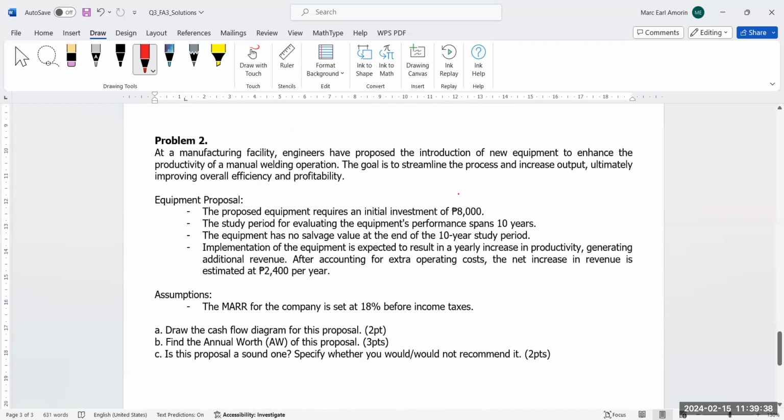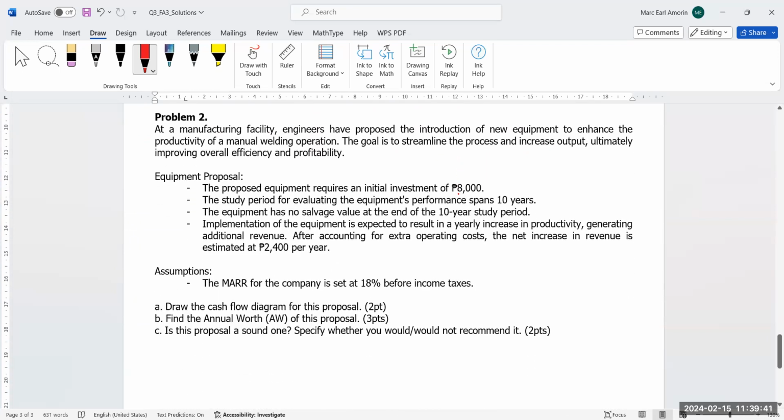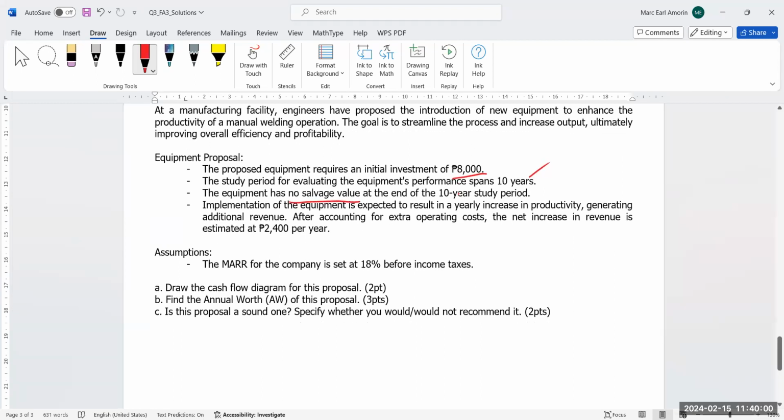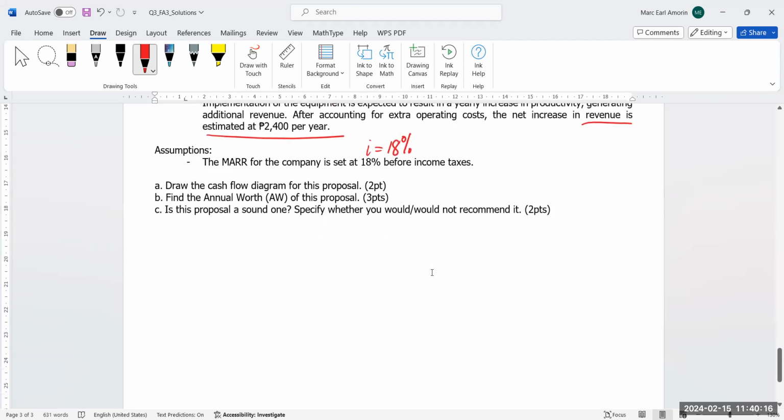Then for problem 2, this time we have a new equipment. Okay? For the equipment proposal, the initial investment will be 8K. The study period is 10 years. Okay? No salvage value at the end of the 10 year period. And the revenue is estimated at 2,400 pesos per year. And take note, we are going to assume our interest rate to be 18%. Okay? So draw the cash flow diagram for this proposal.